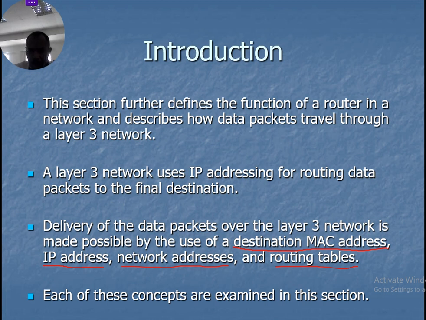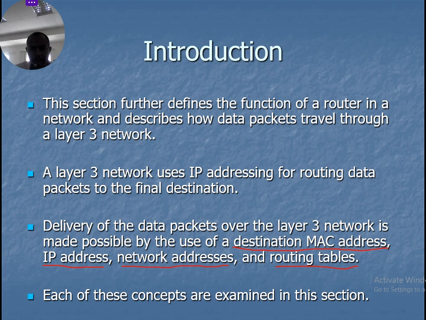So one of the very things that we need whenever we deliver a data packet over a layer 3 network, one of the 4 things that make it possible, is the destination MAC address. So we need to know the destination MAC address of the computers that we are sending the data packets to. Number one. Another thing we need to know in order to deliver data packets across networks using layer 3 is the IP address.